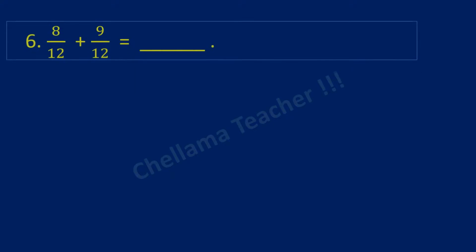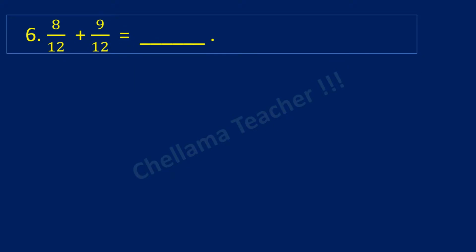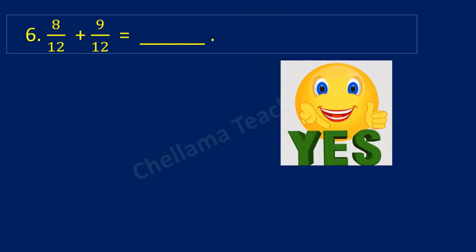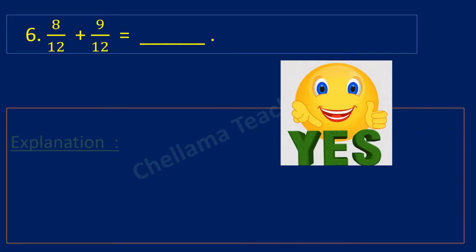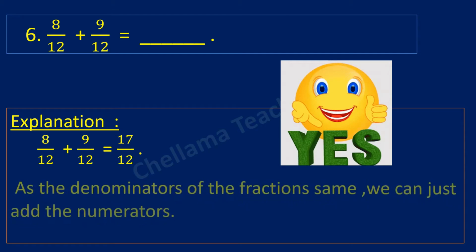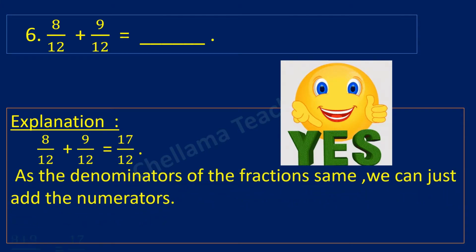Question 6. 8 by 12 plus 9 by 12 is equal to dash. Yes, as the denominators of the fractions are same, that is 12 here, we can just add the numerators. 8 plus 9 is equal to 17. So the final answer is 17 by 12.